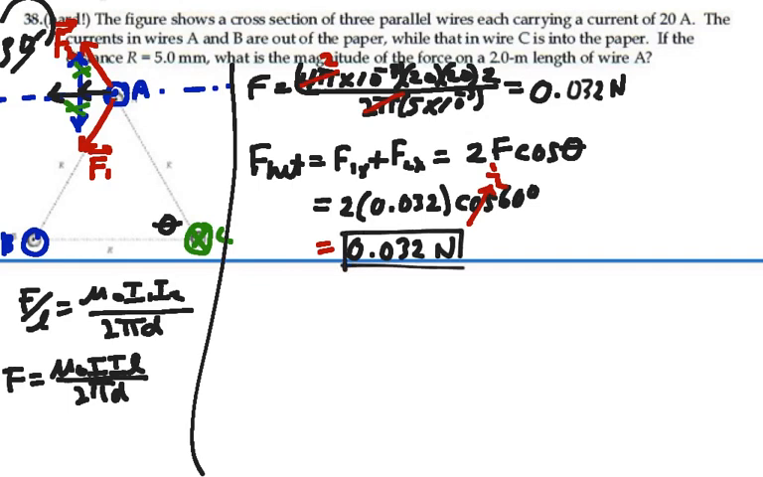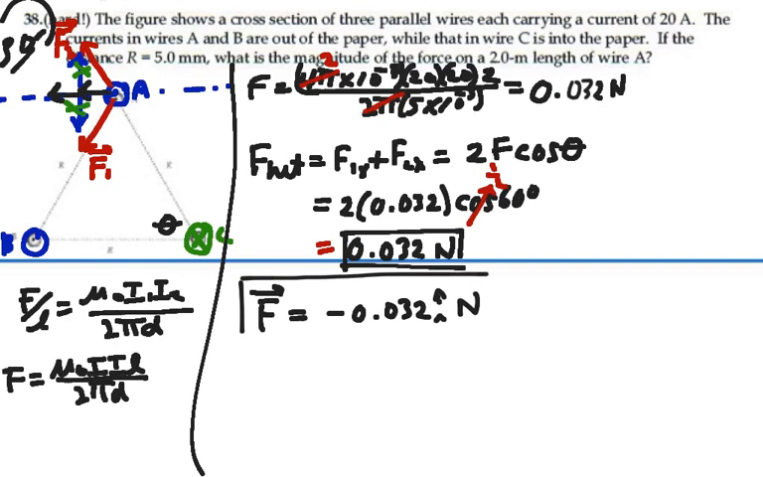In the negative x direction as we're looking at it for wire A. So as a vector, this net force would be equal to negative 0.032 i newtons. And that would be magnitude and direction for this force. 0.032 newtons is our answer.